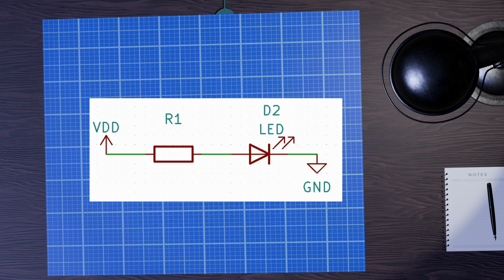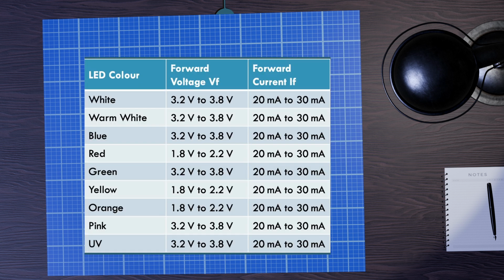So what value does this resistor need to be? Well, that depends on your LED. LEDs have a variety of forward voltages and forward currents that they will work with before they are damaged. And this table has some of the common values, but the real value is what it says in the datasheet for your LED.